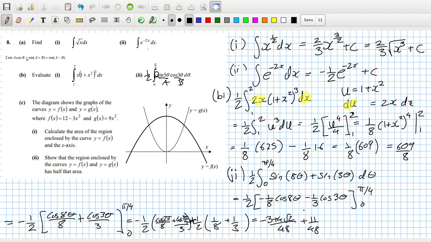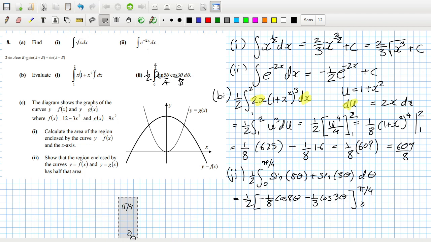I think I'm still doing something wrong. Unfortunately. Definitely doing something wrong here. Because the answer doesn't have a root in it. What am I doing wrong? This is embarrassing.